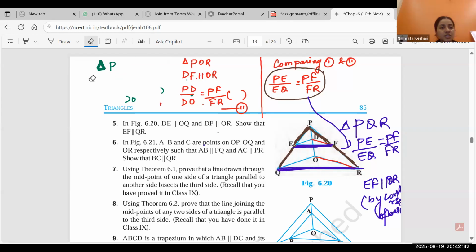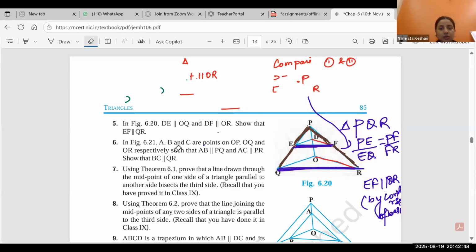Now, question number 6. To understand question number 6, just a second. This is again a figure given in figure 6.21. I am scrolling down. You will be able to see figure 6.21.